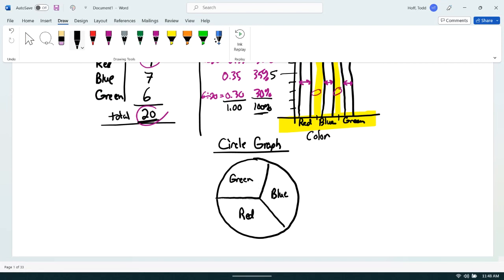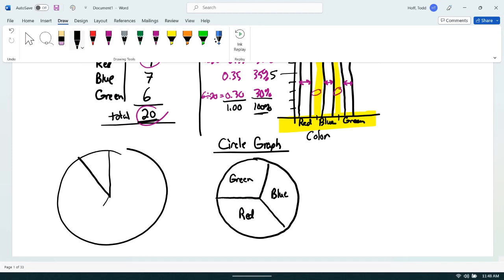Now here, because those are very close, 30% and 35% are not very far away, it is pretty tough to see the difference in the size of those slices. I mean, it'd be easier if green was only like 10%, so it was a narrow slice, and then we had other varying slices here. So in a lot of cases on a circle graph, we will still label those percents so that we can read it later.